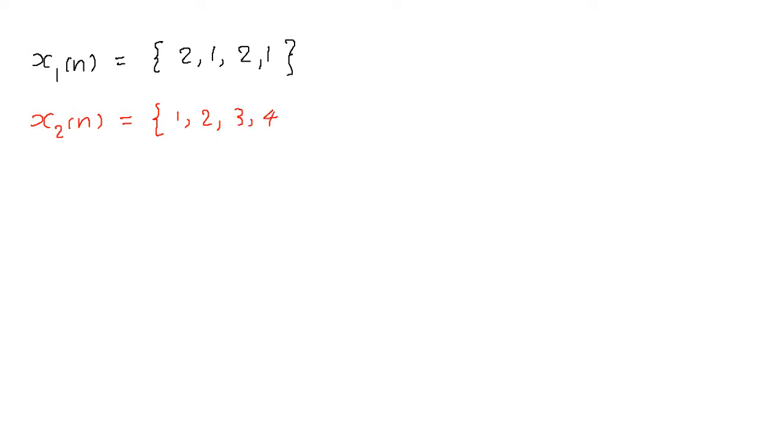The problem is this: find the circular convolution between two signals, x1 of n, which is 2 1 2 1, and x2 of n, which is 1 2 3 and 4. So we have to find out the circular convolution.